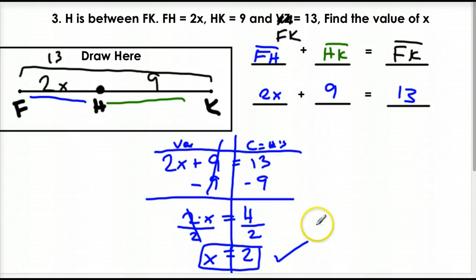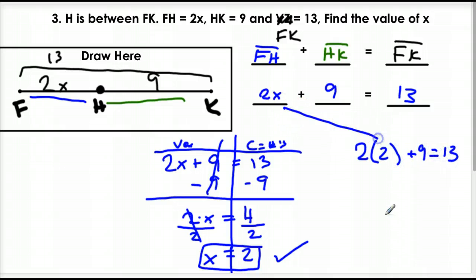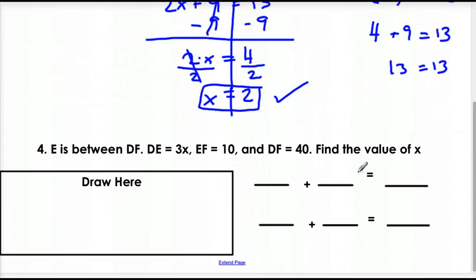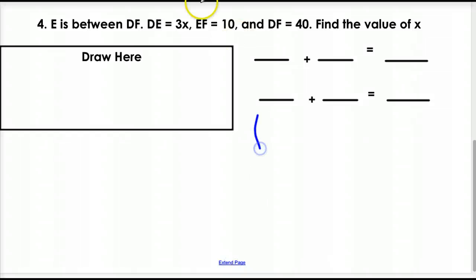Check. We did it. Now, if you don't believe me, let's try plugging this in. Let's do 2, since our x is 2, plus 9 equals 13. We plugged 2 in for x. This gives us 4 plus 9 equals 13. And yes, 13 equals 13. So it does make sense that x is equal to 2. It's always good to check your work. Good math habits.